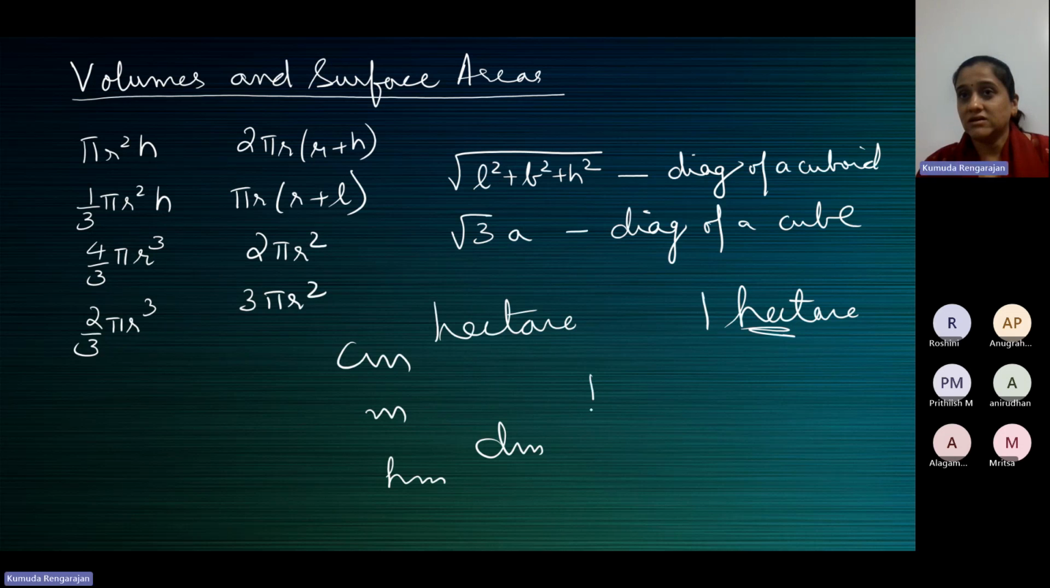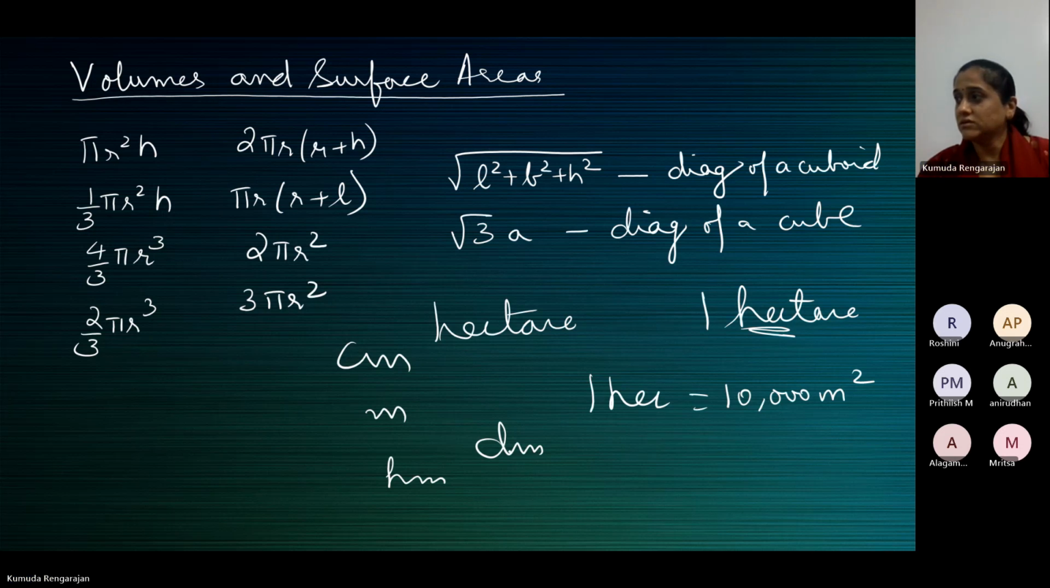And what is the area of 1 hectare equal to? The area of 1 hectare is equal to 10,000 meters square. An area of 10,000 meters square is equal to 1 hectare.